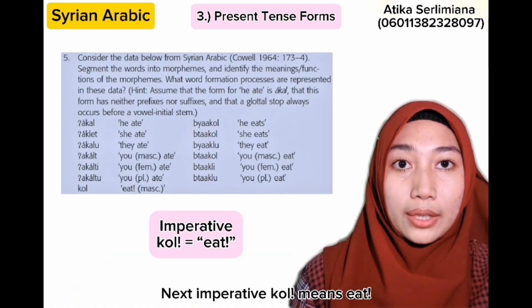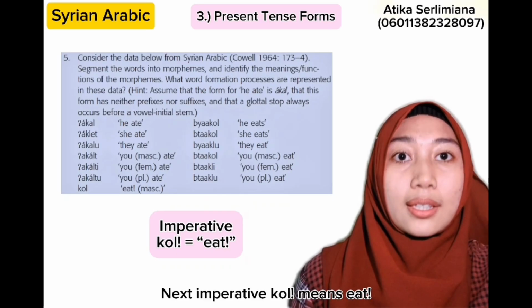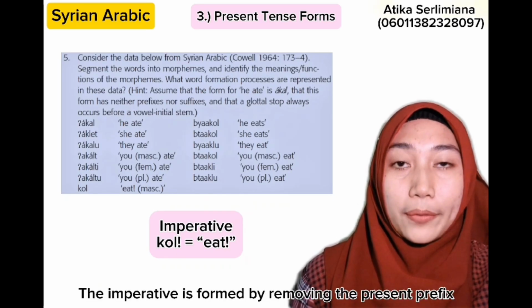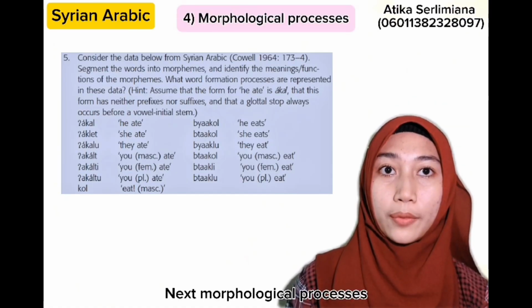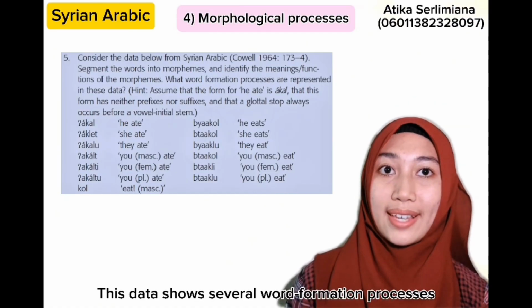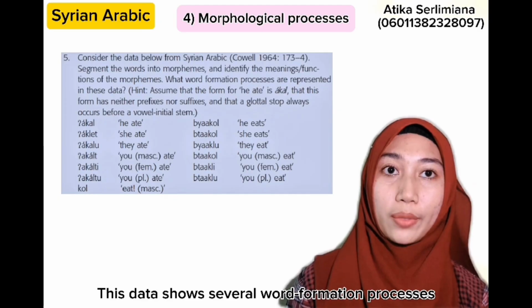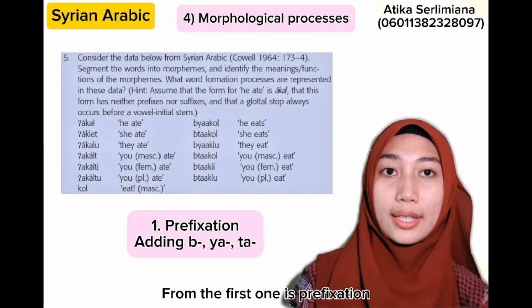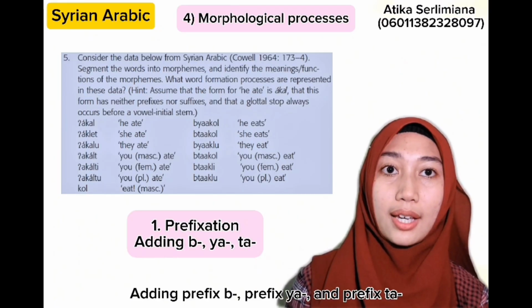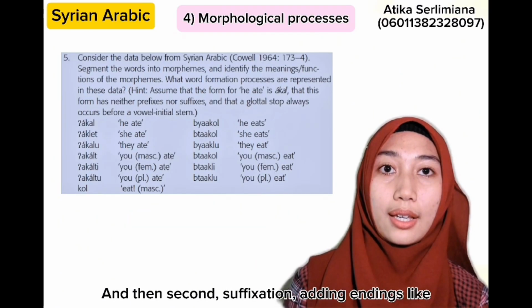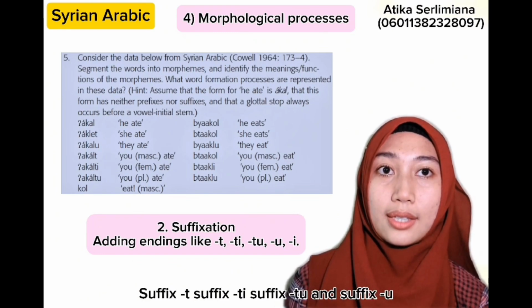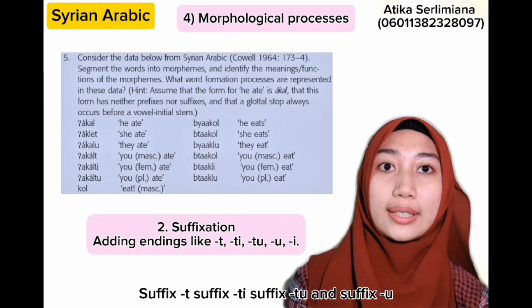Next, imperative. Call means eat. The imperative is formed by removing the present prefix. Next, morphological processes. This data shows several word formation processes. The first one is prefixation, adding prefix be, prefix ya, and prefix ta. And then second, suffixation, adding endings like suffix te, suffix t, suffix tu, suffix u, and suffix e.